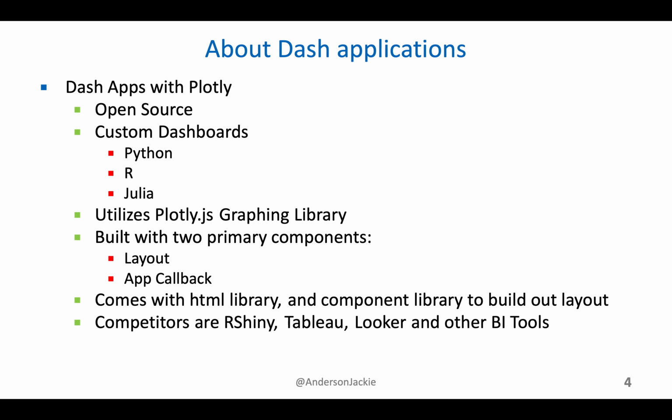So Dash applications are open source. They can be very customized and personalized with Python, R, or Julia. You can utilize the plotly.js graphing library with the language of your choice. They are built within the code using two primary components, called the layout and the app callback, and that's very important to how to structure the code, and we'll get into that. So Dash comes with an HTML library and component library to be able to build that layout and app callback. So the competitors are Shiny, Tableau, Looker, and other BI tools.